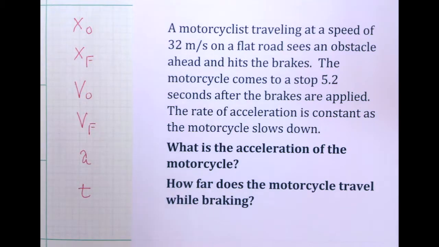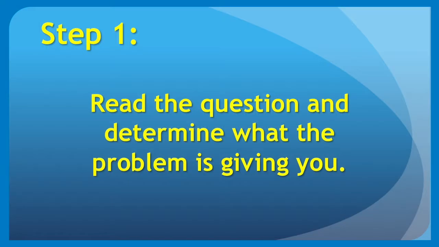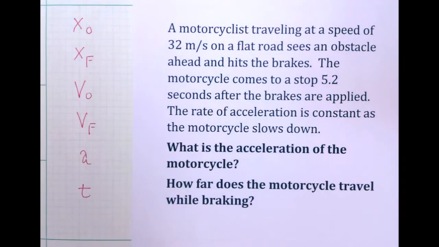We must remember that every kinematics problem involves some combination of 6 variables: the initial position of the object, the final position of the object, the initial velocity of the object, the final velocity of the object, the acceleration, and the time elapsed. So our task at first is to determine which of those pieces of information we're given. Step 1 is to read the problem and figure out what the problem is trying to tell you.